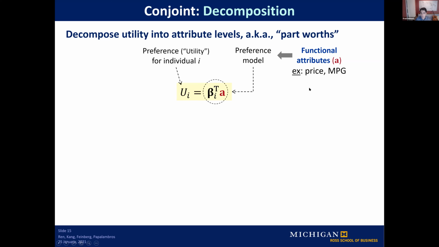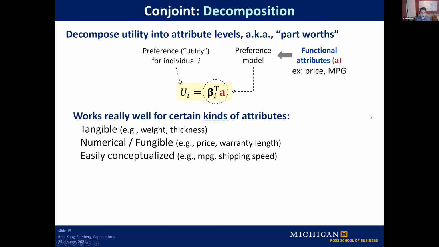Of course, there can be more in determining what you like about a car. And here's the point. We know that this works really well for certain kinds of attributes. Anything that's tangible, you can feel it, like the weight or thickness of a phone that you're thinking of buying. Something that's numerical or fungible, like price. I can't feel it, but everybody knows what a price is.